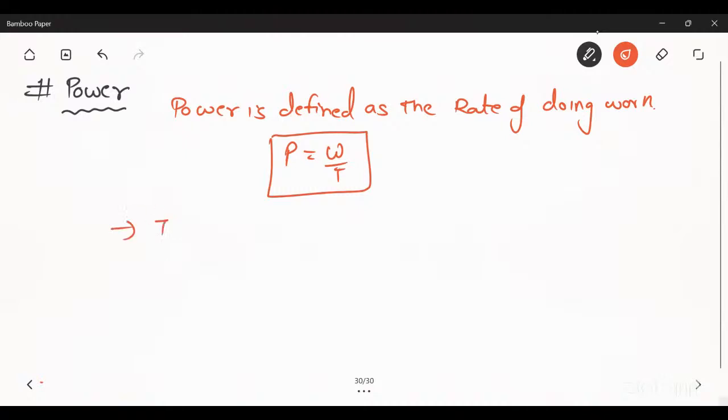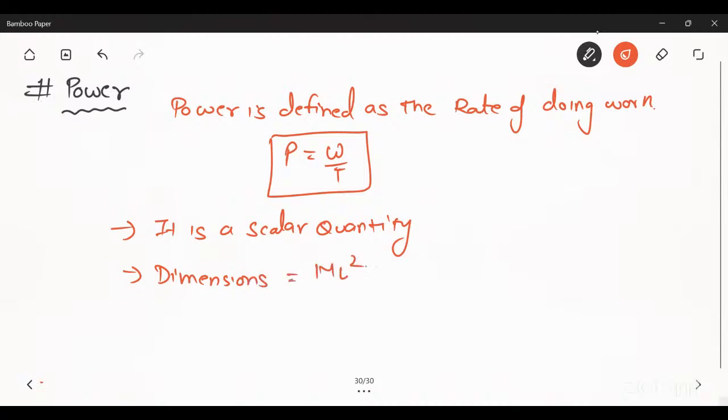It is a scalar quantity, because work is a scalar and time is a scalar. So that's why power is a scalar. And the dimensions of power are ML²T⁻³. And the SI unit of power is watt or joule per second.